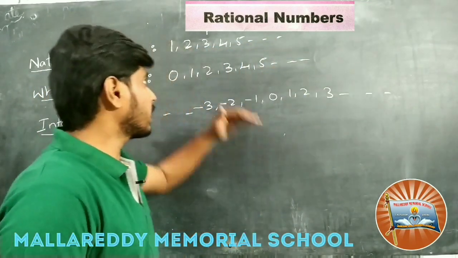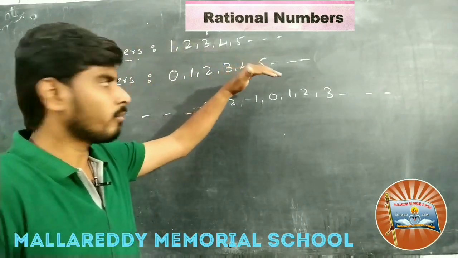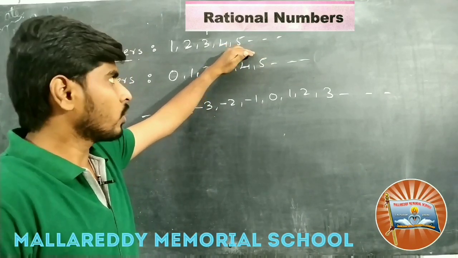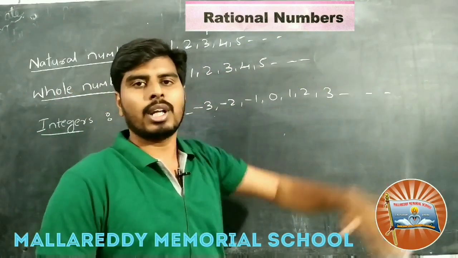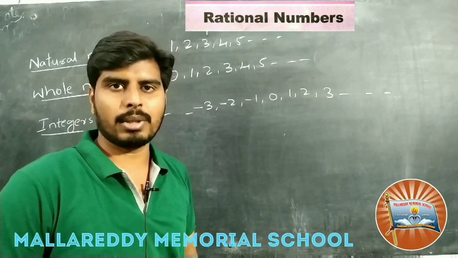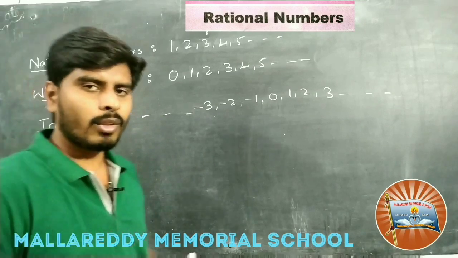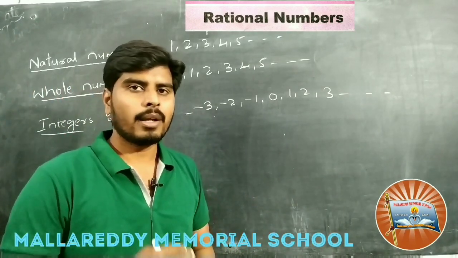What is the smallest natural number here? It is 1. What is the biggest natural number? Is it 5? No. 5 is not the biggest natural number here. We have the "and so on" symbol, which means we have infinitely many natural numbers. We can't guess the biggest natural number here, isn't it? Right. So coming to whole numbers: including 0, natural numbers are called whole numbers.